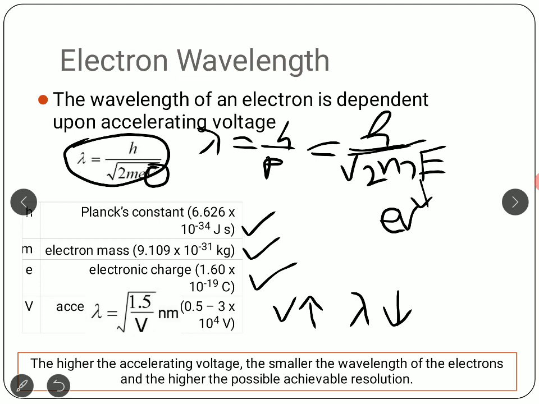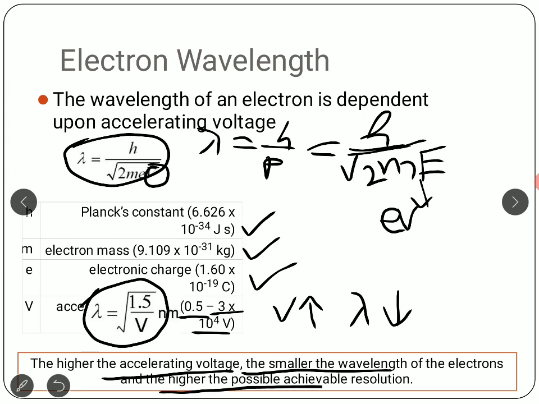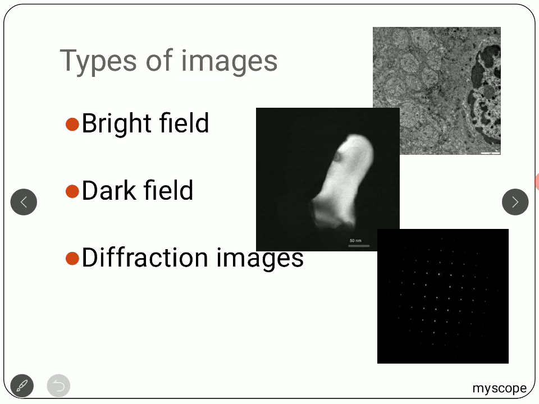If we put in all the values, the final relation that we have is lambda is equal to 1.5 by root V nanometer. You should remember this result, since sometimes it is asked. This voltage is varied from 0.5 to 3 times 10 to the power 4 volts. If the accelerating voltage is high, the wavelength is small, and the electron will achieve a very good resolution. So it depends on the requirement that these things are adjusted.